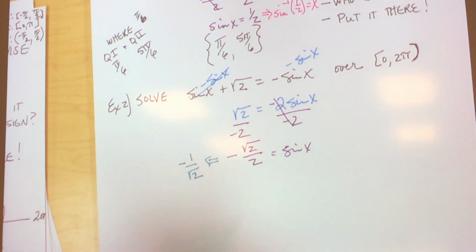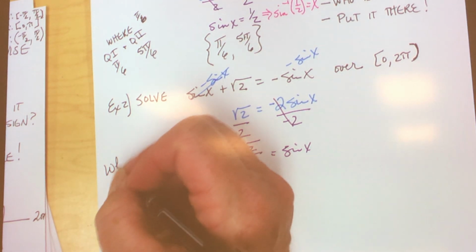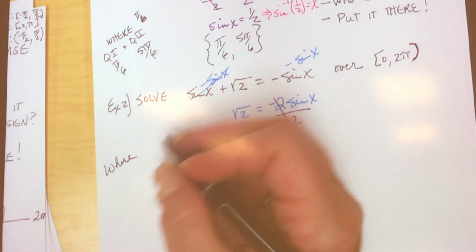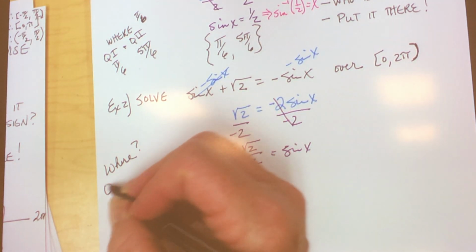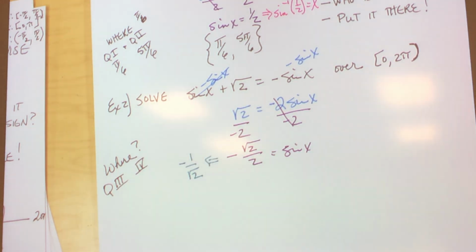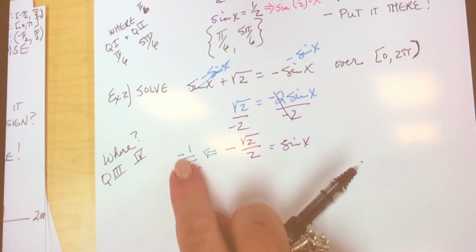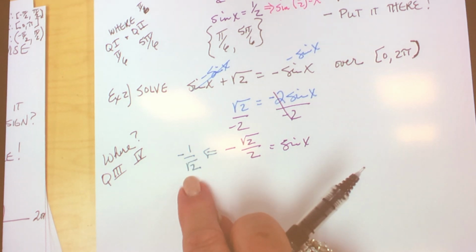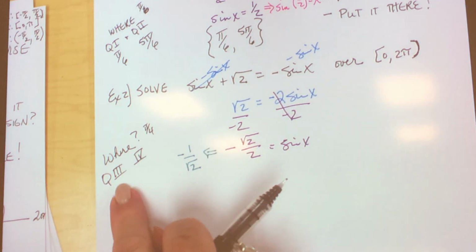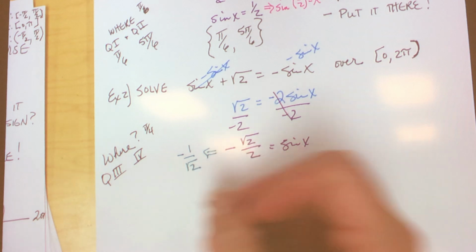Alright, so what's the first question we're going to ask ourselves? Where is sine negative? Quadrant 3 and quadrant 4. Okay, so I'm in quadrant 3 and quadrant 4. Who has a sine of 1 over the square root of 2? Pi over 4. Put pi over 4 in the third quadrant. He is 5 pi over 4. Very good. So that's my first answer, 5 pi over 4.